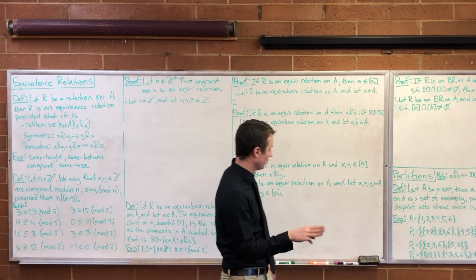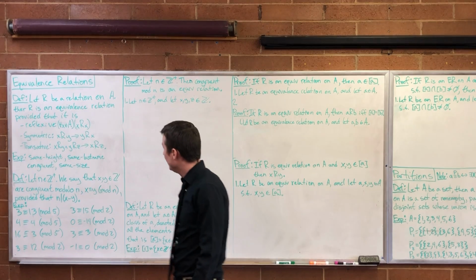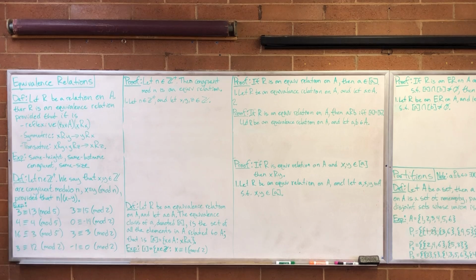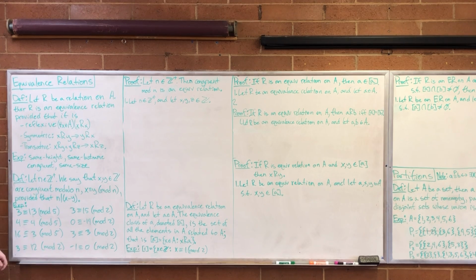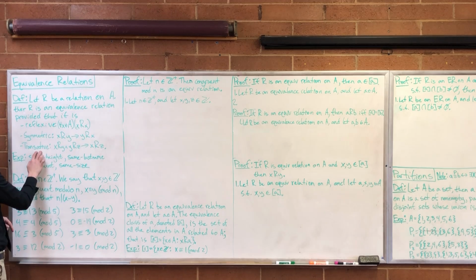Today we're going to narrow in on 3 of them. That's reflexive, symmetric, and transitive. And when a relation has all 3 of those, then we call that relation an equivalence relation. So that's what the next section is called, equivalence relations. They're just relations with those 3 properties. Let R be a relation on A, some set A. Then R is an equivalence relation provided that it is reflexive, symmetric, and transitive.